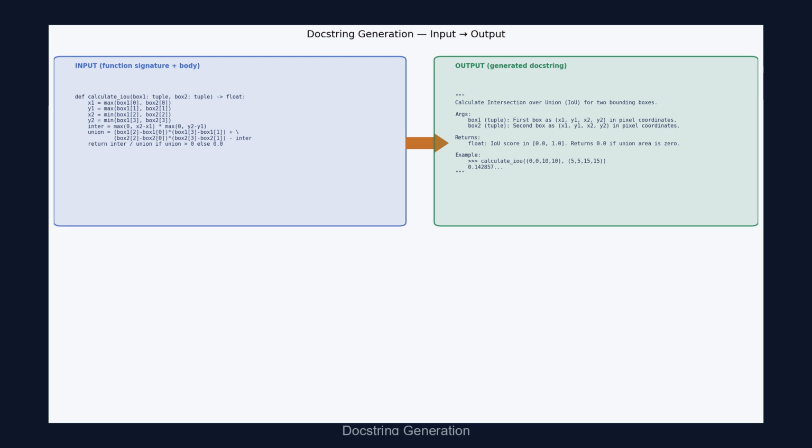What the function computes, the 4 float arguments representing box coordinates, the float return value between 0 and 1, and a working usage example. Notice that the generated docstring doesn't just restate the code, it explains the semantic meaning, intersection over union as a concept, what the coordinate format means, what the return range implies. That's the difference between documentation that describes and documentation that teaches.